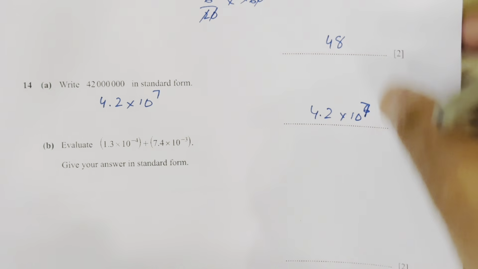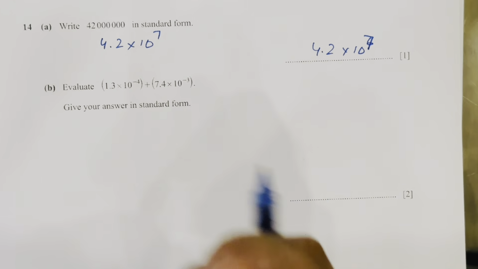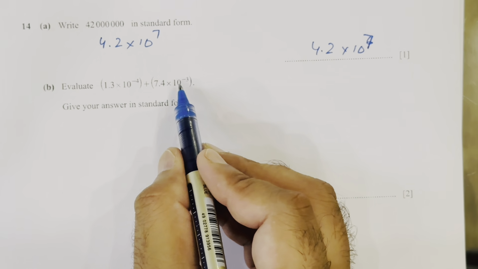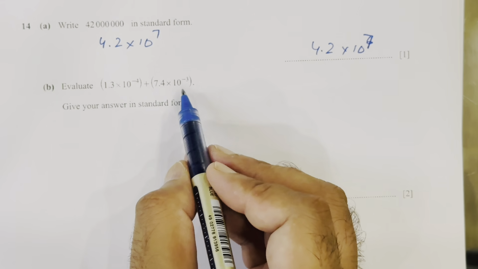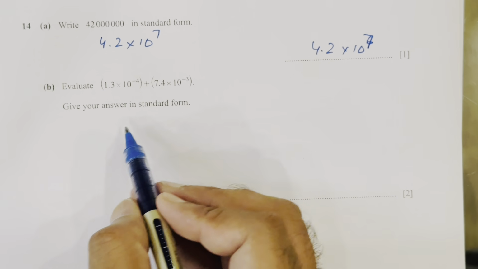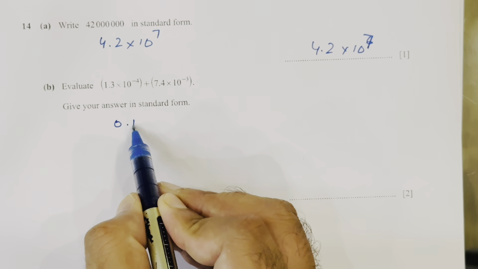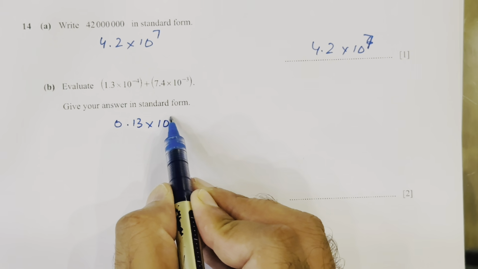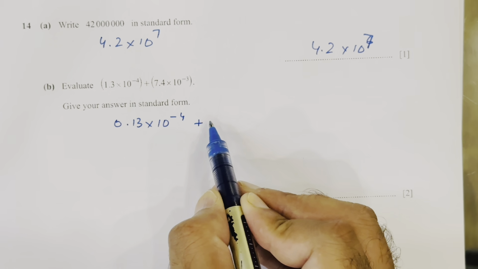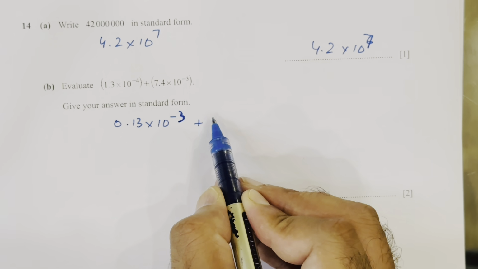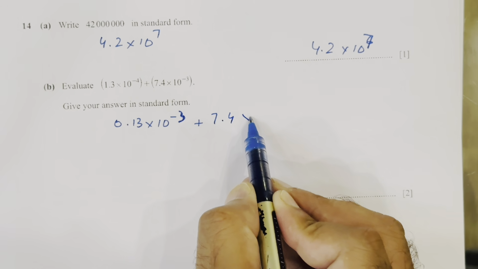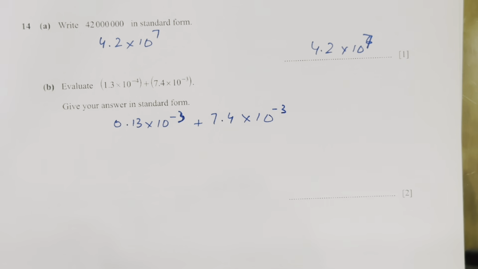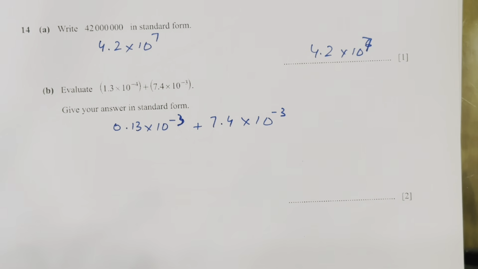Okay, evaluate 1.3 into 10 raised to power minus 4. And first we need to make the same index of power 10. So it would be like that. 0.13 into 10 raised to power minus 4 plus minus 3. Okay, plus 7.4 into 10 raised to power minus 3. Now take 10 raised to power minus 3 as common.